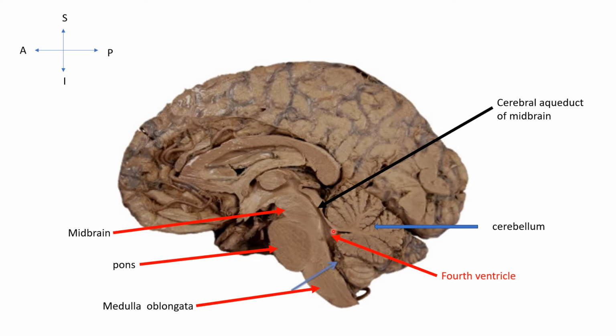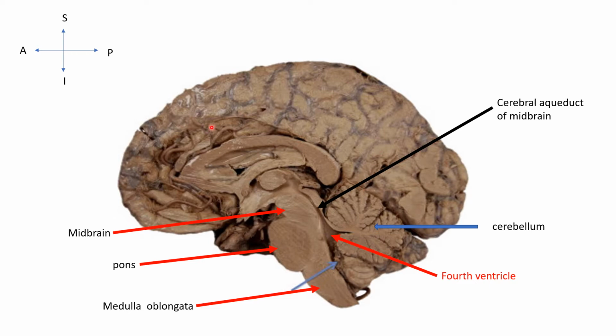Now we can see the fourth ventricle. So you can see this is the fourth ventricle. Before I demonstrate the fourth ventricle, firstly we need to know the orientation of this picture. You can see this is the ventral aspect and this is the dorsal, also called the posterior, and this is the anterior.